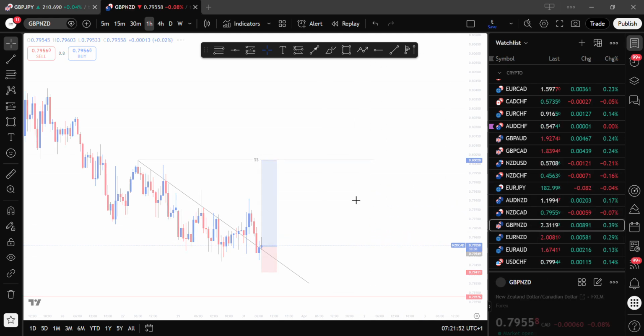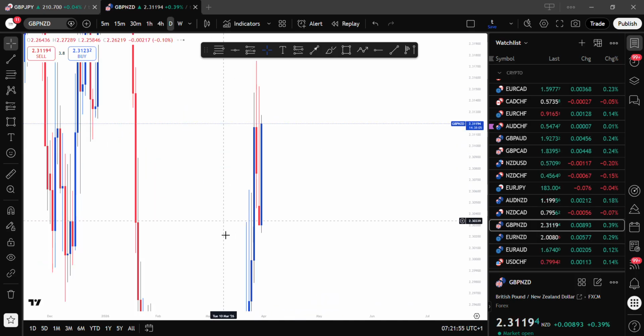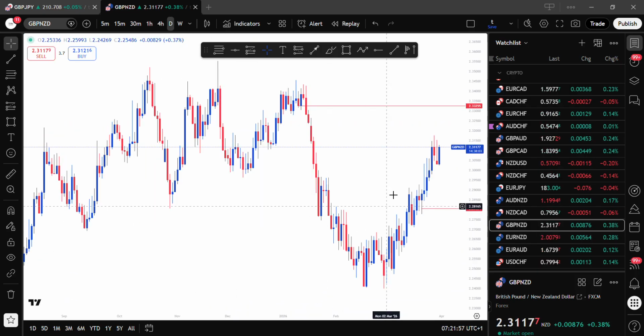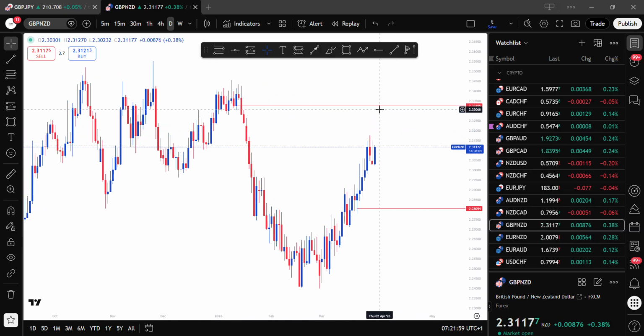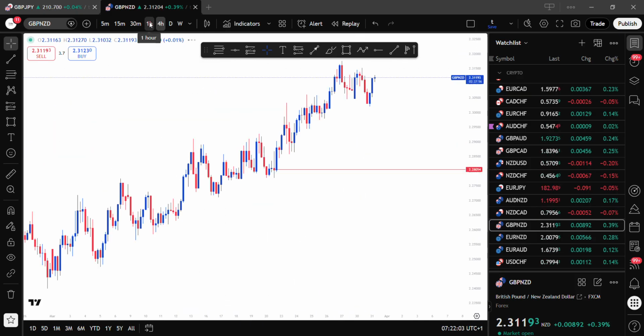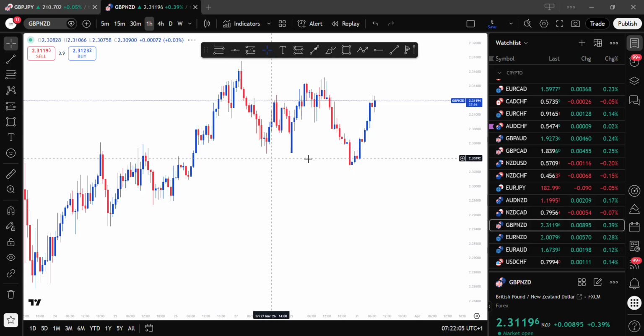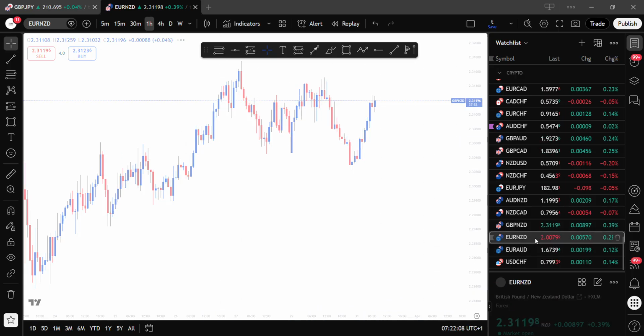On GBP NZD, as you can see on the daily time frame, market keeps buying, should buy to this point. When it buys to this point, then a sell will start happening. Check on the 4 hours, there are more buys happening, but there's no entry. 1 hour, there are more buys happening, but no entry as well.